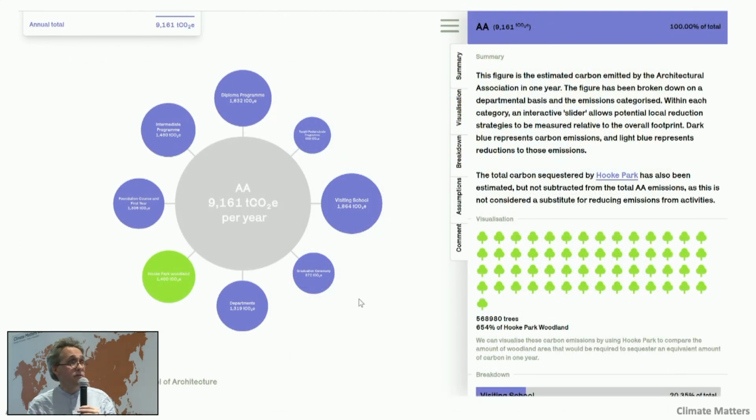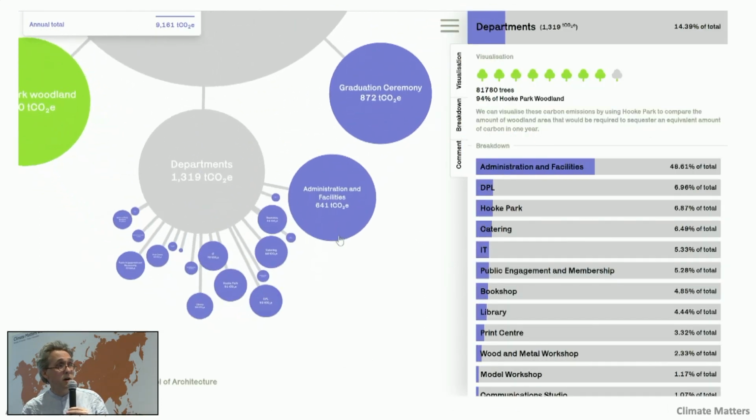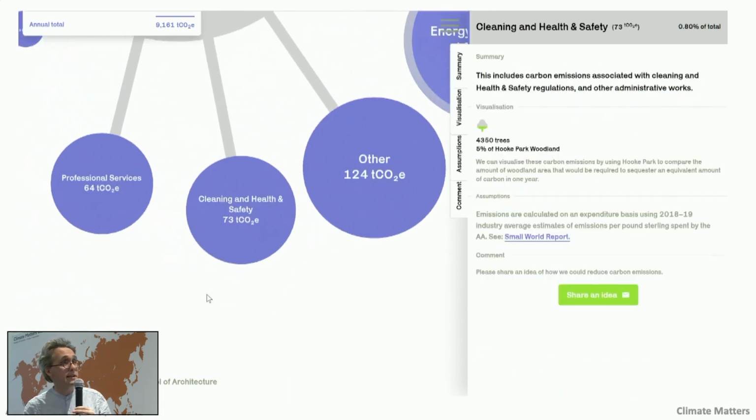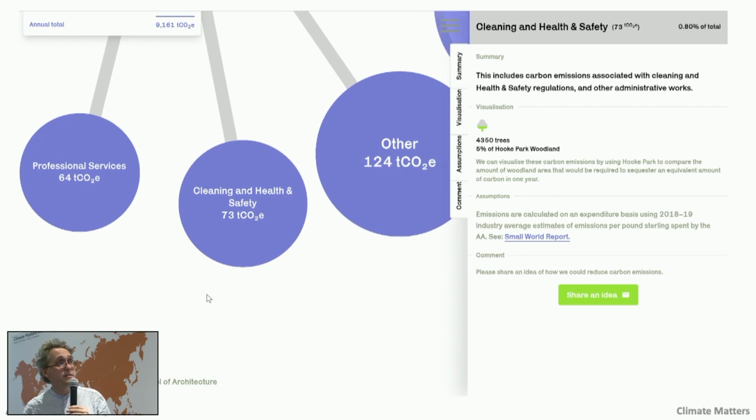So, for instance, if I was to go down to the departments, and just randomly pick one, administration, and go down to cleaning. Cleaning, health and safety, 73 tons. That figure was arrived at by simply quantifying all the cleaning products and health and safety expenditure in 1 year by amount of carbon, which is knowledge that Small World have built up through many different sources they have, to arrive at that figure. And that gives us a really good insight of how we get to carbon.